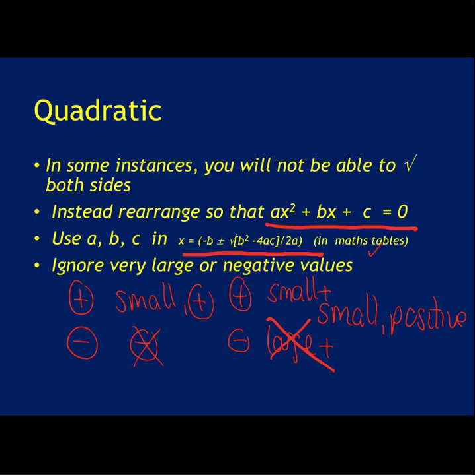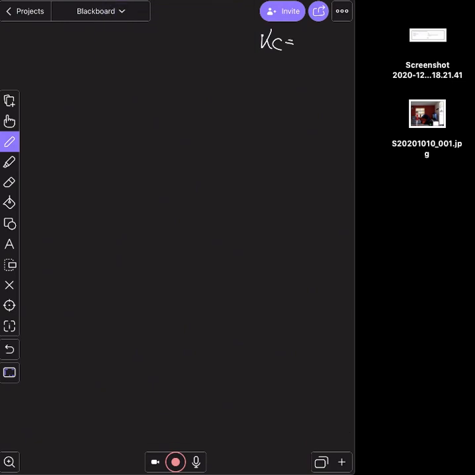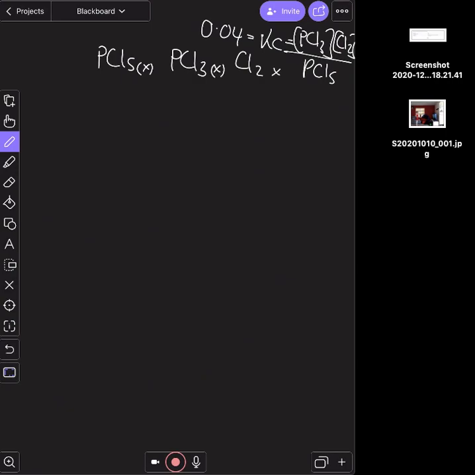So on page 136 of your book, we are going to have a look at the question that's in there. So the first thing is the Kc. So the Kc, when you write it, is going to be [PCl3][Cl2] all over [PCl5], and you have a value of Kc from your question which is 0.04. So then we go to finding out what our equilibrium values are going to be. So again, from our equation there's one equivalent of each of these.